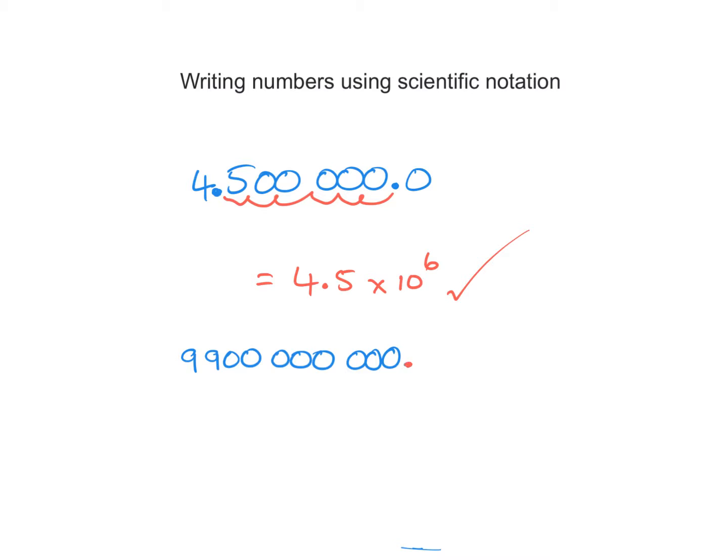Alright, well, the first thing I did was I put my decimal in there, and then I'm going to count 1, 2, 3, 4, 5, 6, 7, 8, 9. So it's going to be 9.9 times 10 to the power of 9. And that should be the answer.